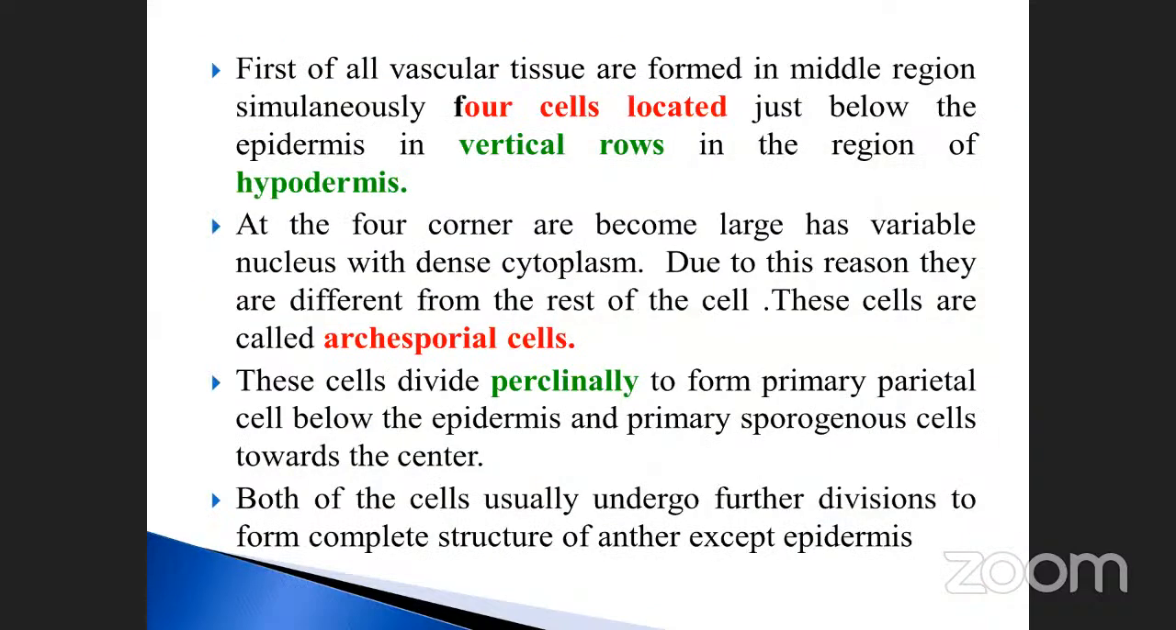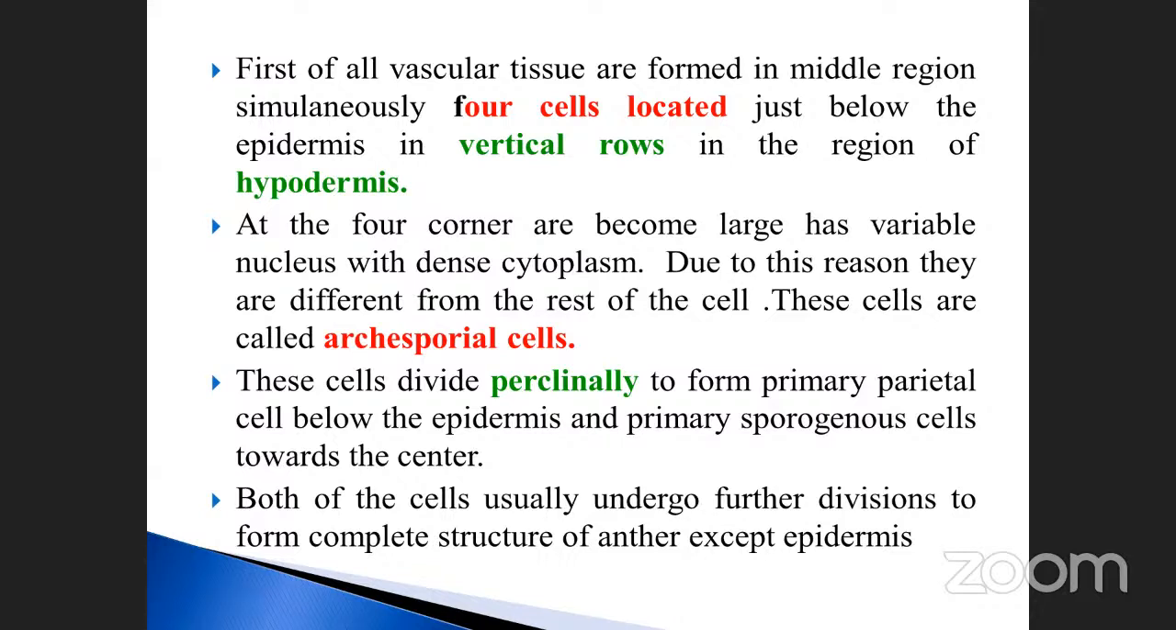Okay, so how many cells are located? There are four cells located. How many cells are present in the middle region of the structure? It is also made up of vascular tissues. First of all, vascular tissues are formed in the middle region. Simultaneously, four cells are located. This is very, very important. They are in a vertical row. From this, what happened?